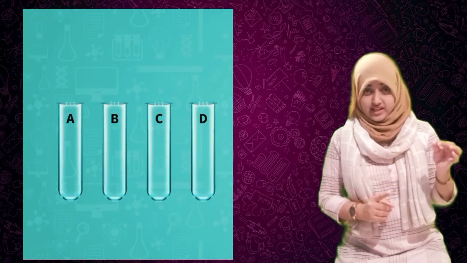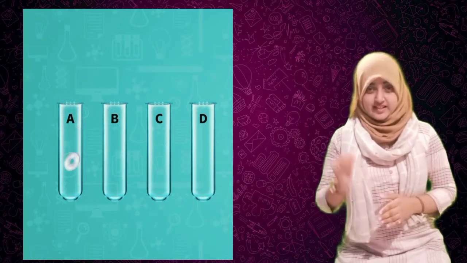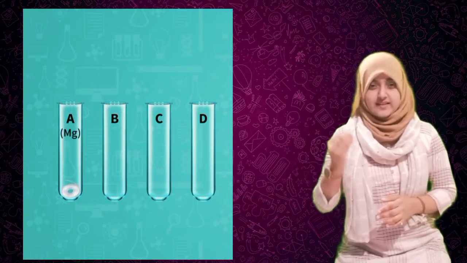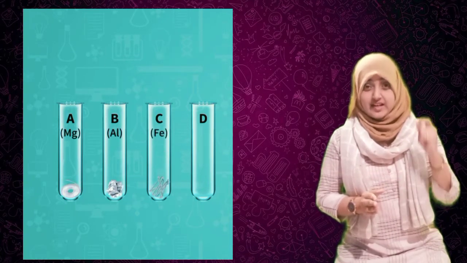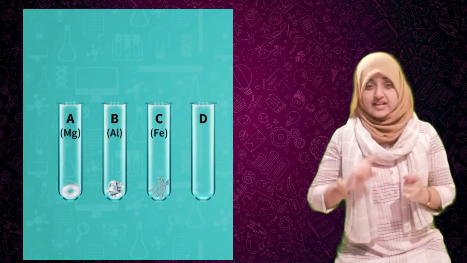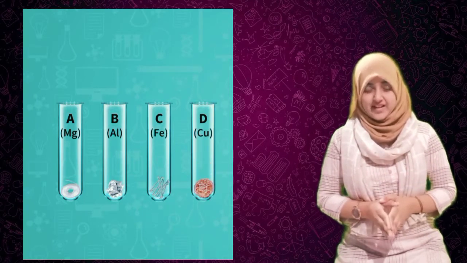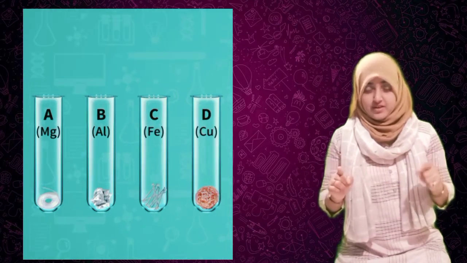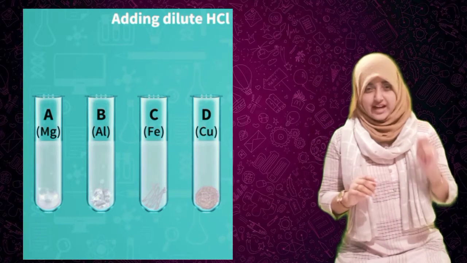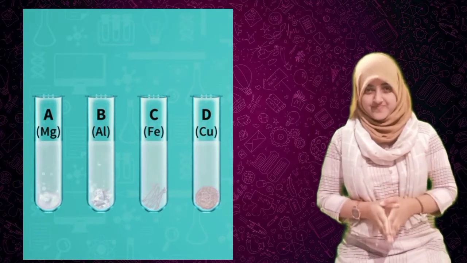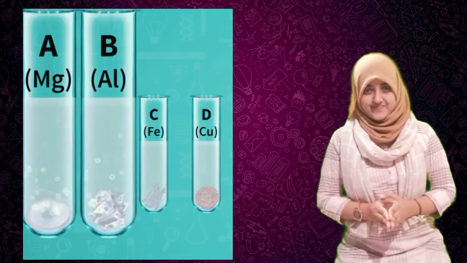Now in test tube A, we will add the magnesium ribbon, and in test tube B, we will add the aluminium foil. In test tube C, we will add an iron nail, and in test tube D, we shall add copper turnings. Now to each test tube, we will further add approximately 5 ml of dilute hydrochloric acid. Now let's observe the test tubes very carefully.